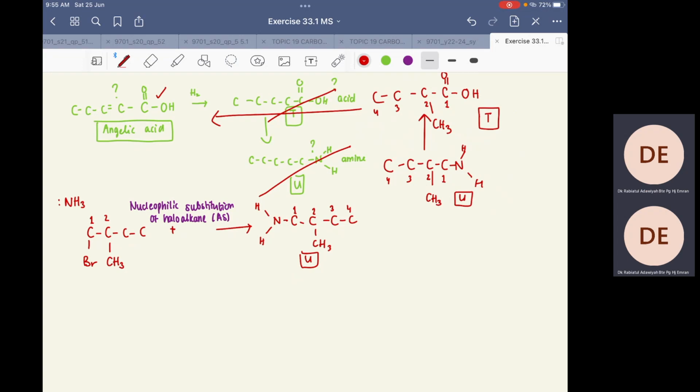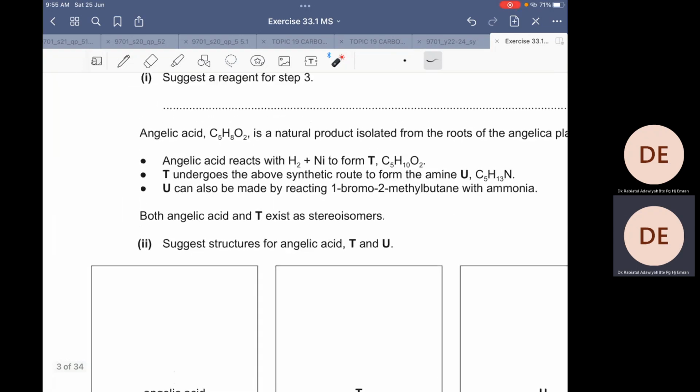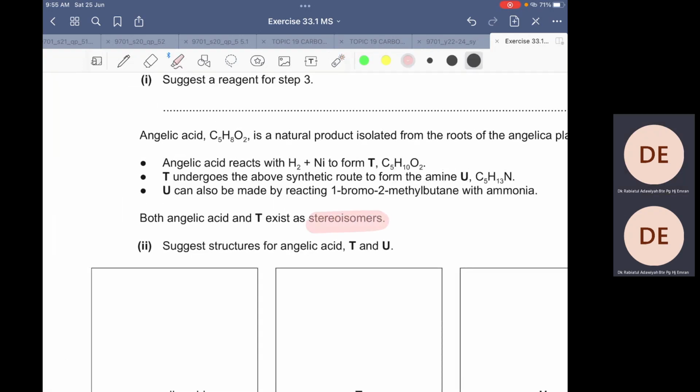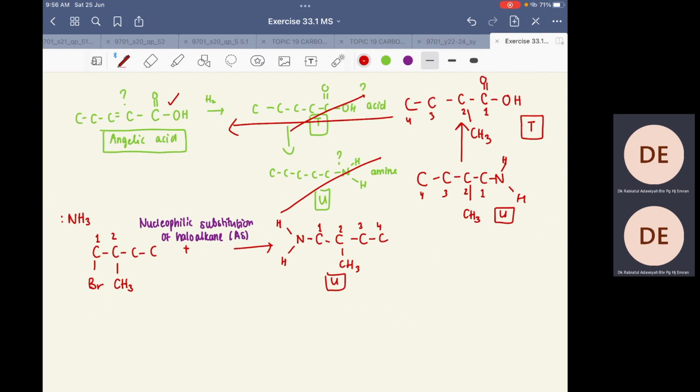The double bond. I need to place my double bond based on structure T, but the question is, is it between 1 and 2? Is it between 2 and 3? Or is it between 3 and 4? I can't just randomly put it at 3 and 4, or 2 and 3. We need to go back to the question again. Both angelic acid and T exist as stereoisomers. So stereoisomers, there are 2 types. Can you remember the types of stereoisomers? Cis trans and what's the other one? Optical, good. So angelic acid, we already said it must have contained a double bond, so it must have cis trans because cis trans is for double bond.